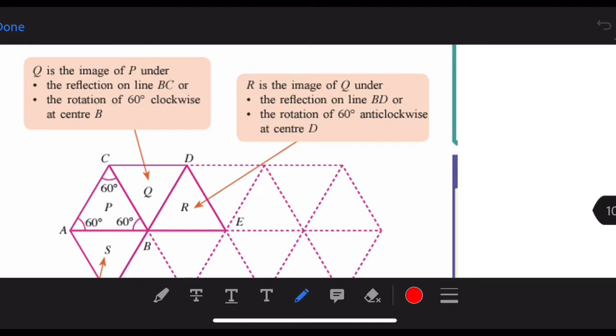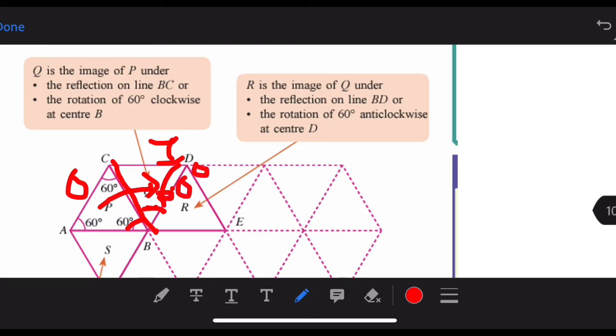So Q is the image of P under the reflection of the line BC. Reflection, right? This is the object, this is the image. The rotation of 60 degrees. If you rotate this one 60 degrees each time, right? Because it's an equilateral triangle. So this is 60 degrees.